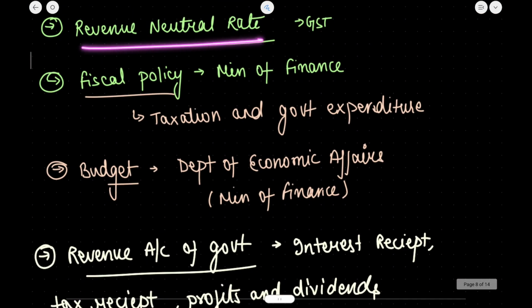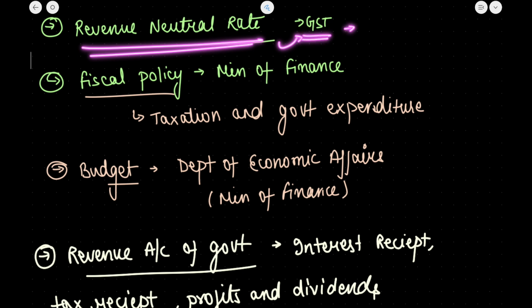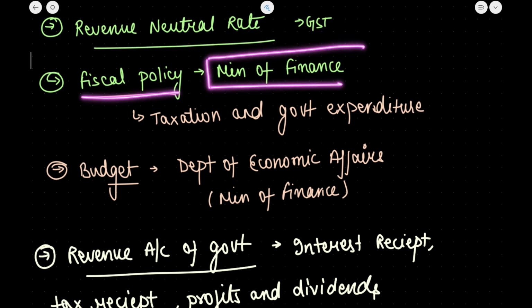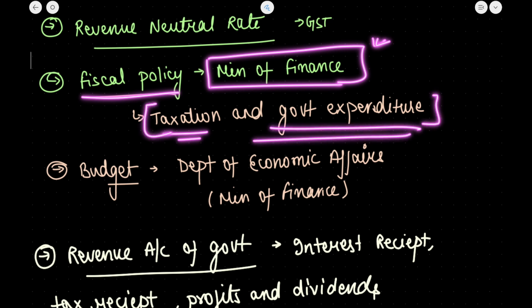Next is revenue neutral rate. This is related to GST. Also, e-way bills are associated with GST. Now, this fiscal policy is taken care of by the Ministry of Finance, in which taxation and other government expenditure are increased or decreased as per the situation demands.